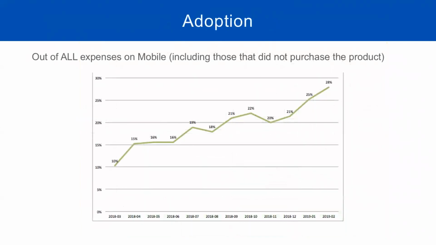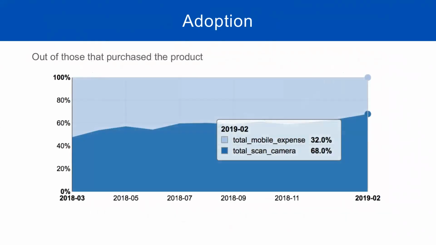So this is talking about the adoption rate of the receipt scanning piece. We launched it early last year, March of 2018. This is basically out of all customers who use the Workday mobile app to submit their expenses, and we have seen a gradual uptick. From a product point of view, it gives me immense pleasure to see this uptick. And the second one is primarily for those who are using the functionality of scanning.